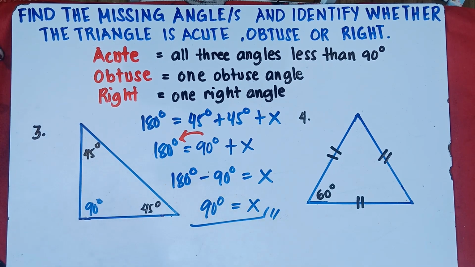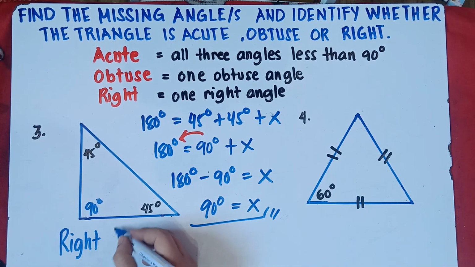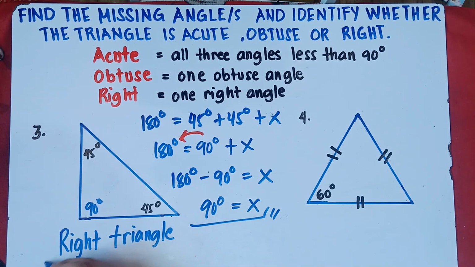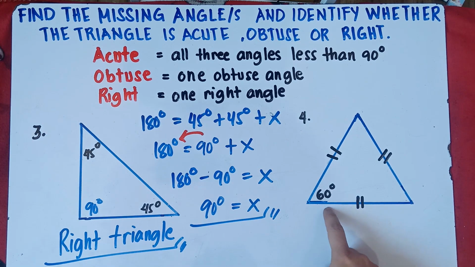Now, is 90 degrees an acute angle, obtuse angle, or right angle? That's correct. 90 degrees is a right angle. Therefore, if we have one right angle, this triangle is a right triangle. Alright, that's it, class. The answer for number 3. Let's have number 4. You are given only one angle, that is 60 degrees.